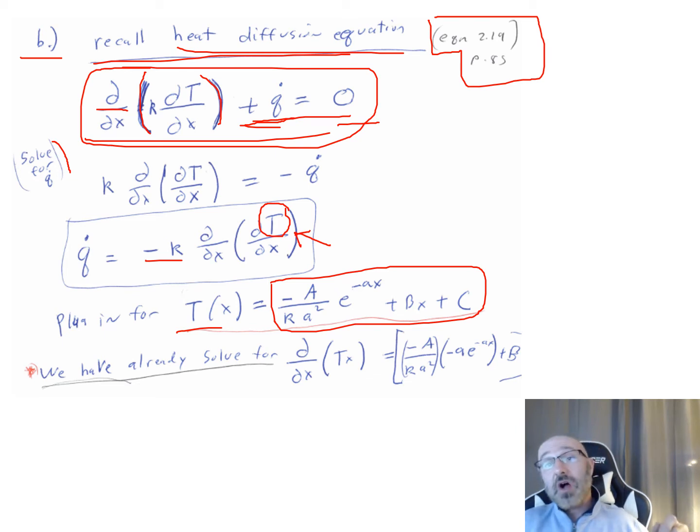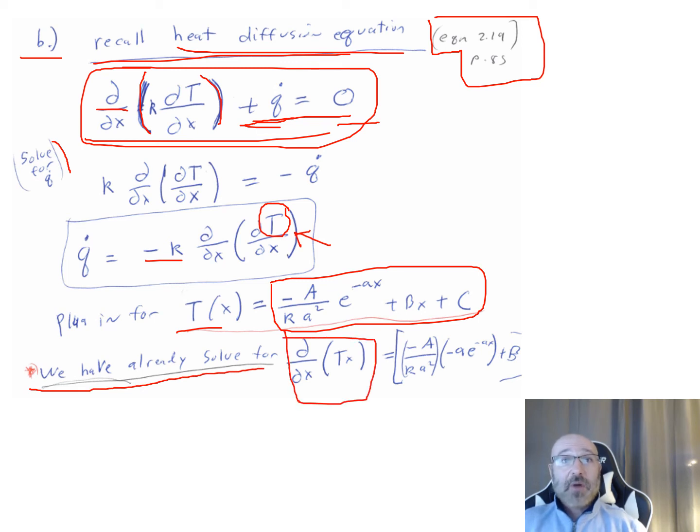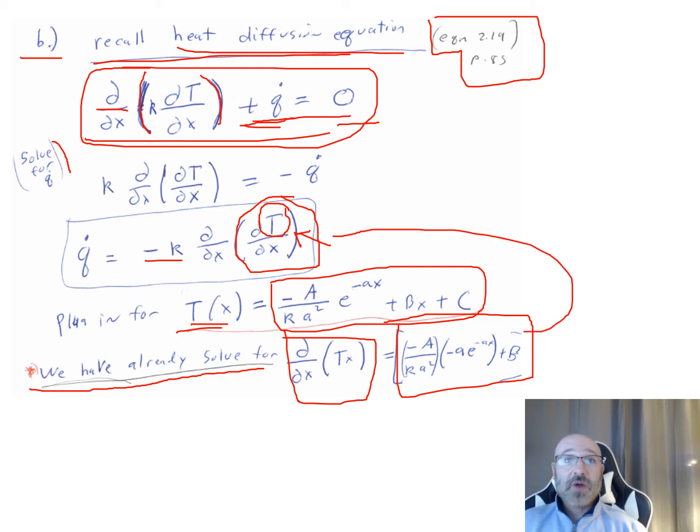But now let's recall, in the previous part of this problem, we've already solved for this relationship, our partial of this temperature distribution for our T of x. So we've already solved for that in part A. So this whole term we can now plug in with what we solved for in part A, which is this relationship that we see right here. So this whole term can go right in for this partial of T with respect to x when we plug in this T of x.